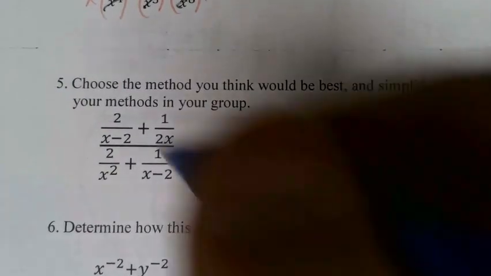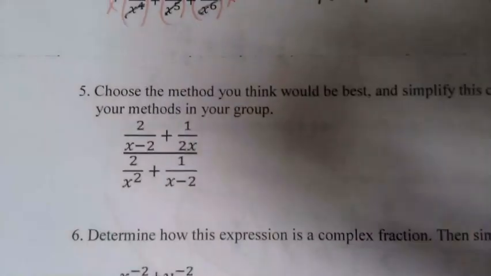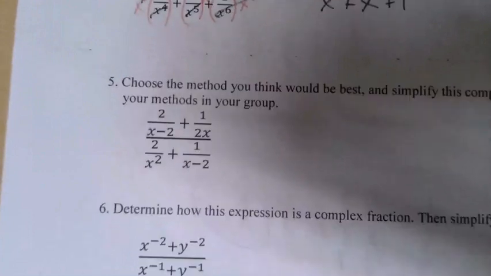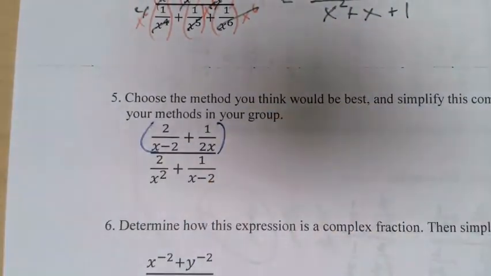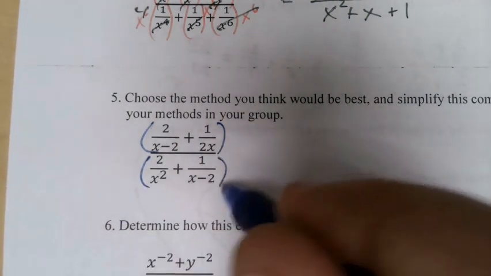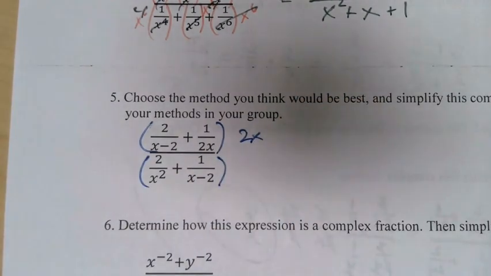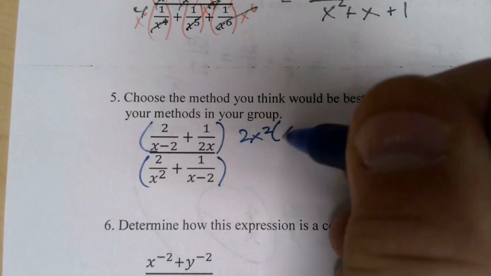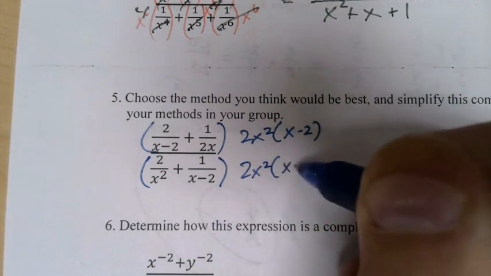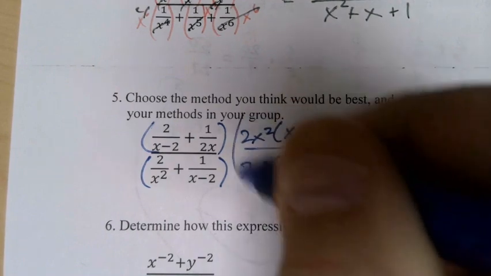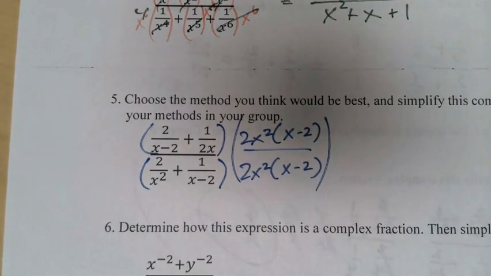So I'm going to multiply both of these by 2x squared times an x minus 2, top and bottom. So I'm going to multiply by that. Cool. Now, check out what happens.